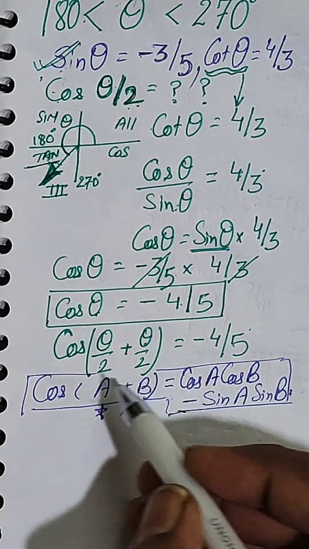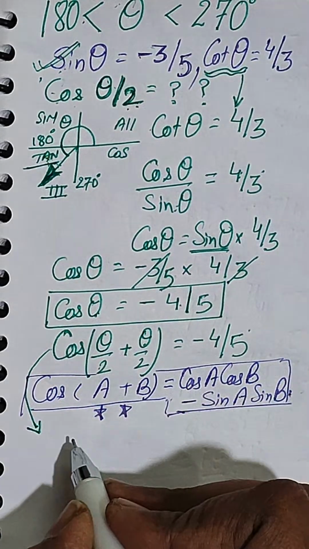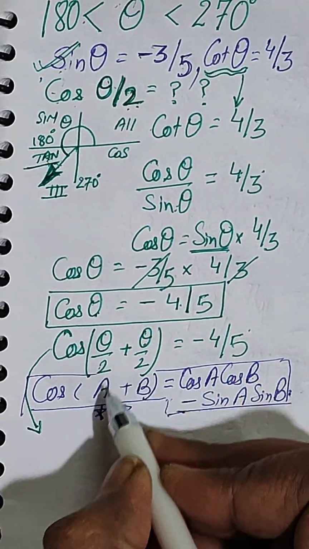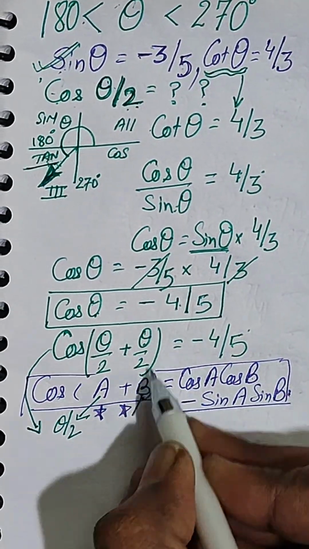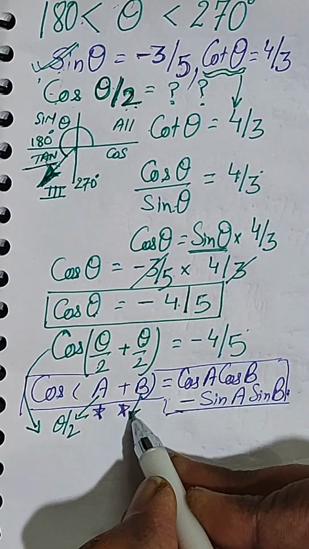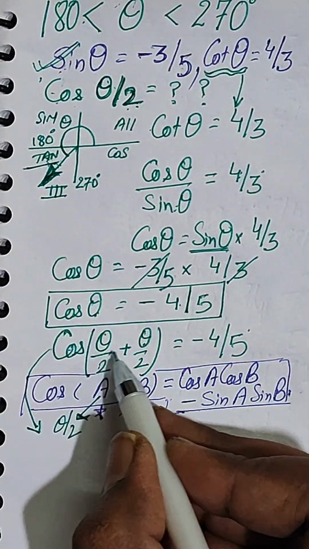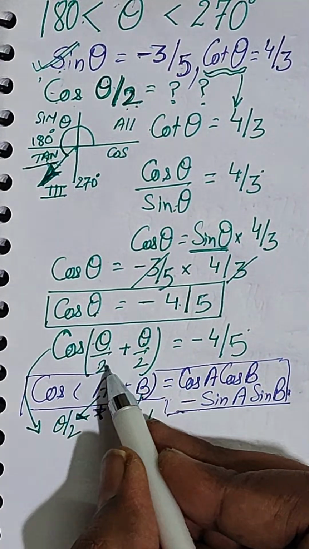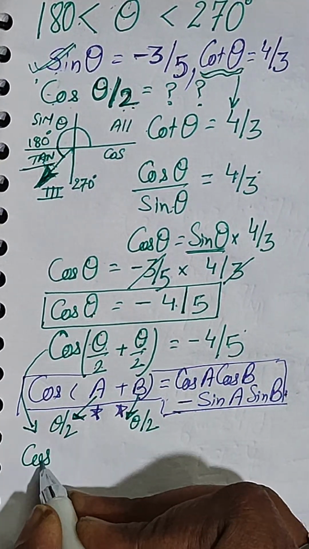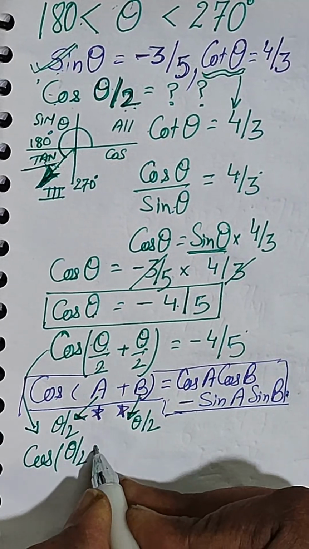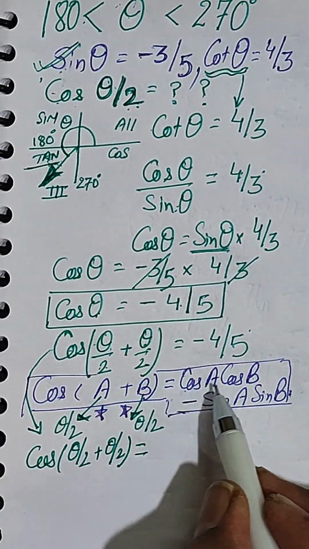Using this formula, the above equation can be written as follows. If theta by 2 is a, and this theta by 2 is treated like b, then cos(a plus b), that means cos of theta by 2 plus theta by 2, can be expanded as cos a cos b.